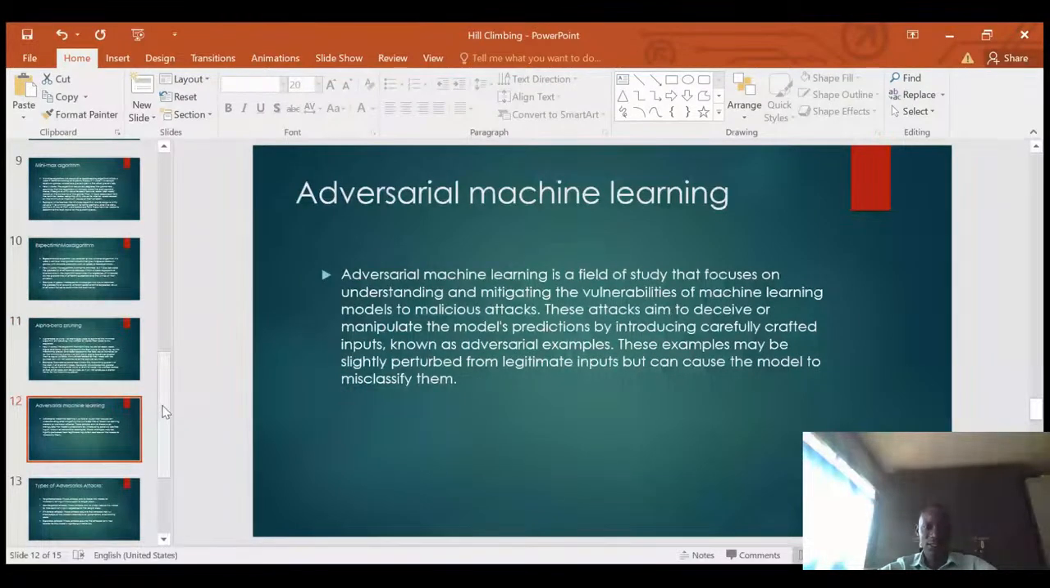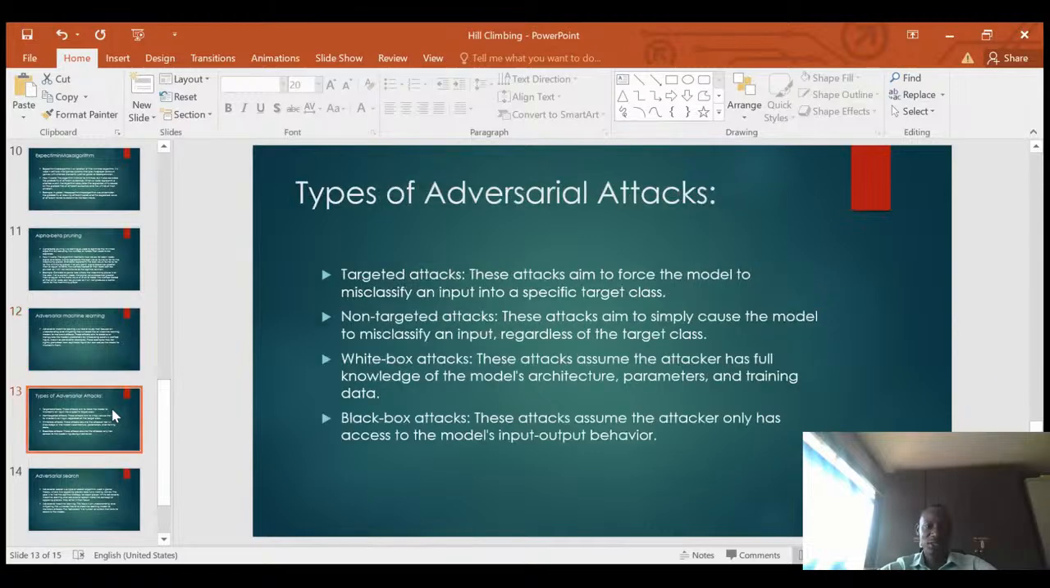That's it. Quite interesting. There are different types of attacks. The targeted ones, the non-targeted ones, the white box attacks, the black box attacks.